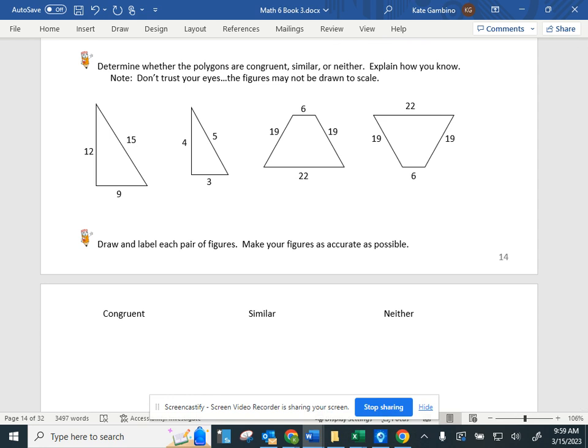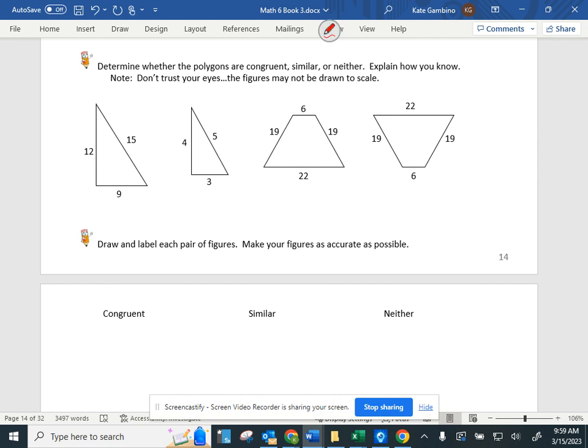Are they congruent? No. How do you know they're not congruent, James? They don't have the same measurements. Yeah, that's a dead giveaway. Now I'm going to look, are they similar? Same shape, different size. Are they proportionate? We don't want to just look at it and say, well, they look to be the same. We need to actually prove it. Do they look like they're similar? Yeah.